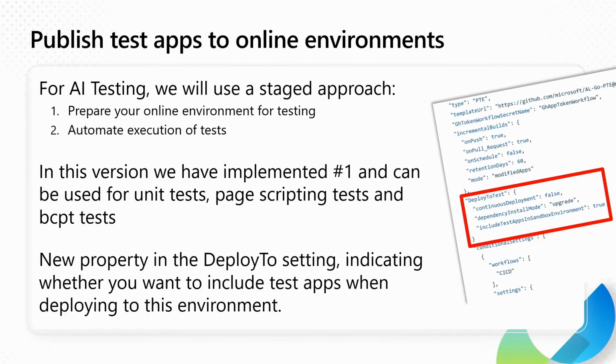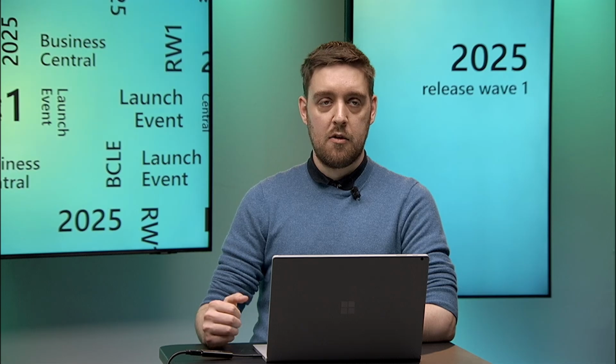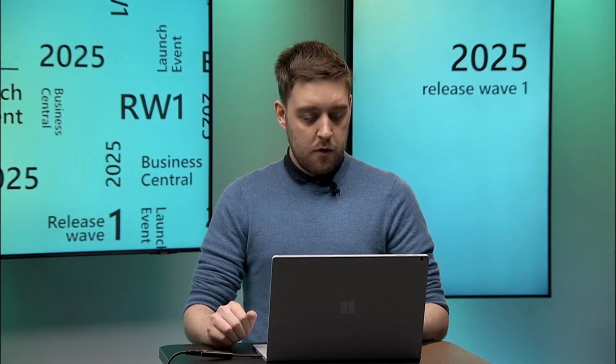This is under the deploy to structure, which you have used many times before for your deployments to environments. On top of that, we now also have the option to exclude apps by ID when you deploy. So in case you want to test only a specific app, you can now do that. And let's run a demo showing how this works.